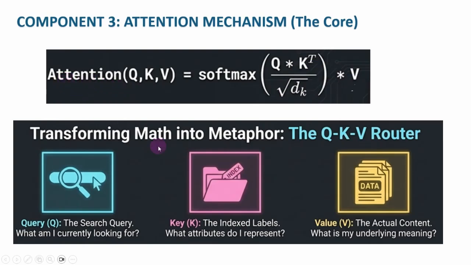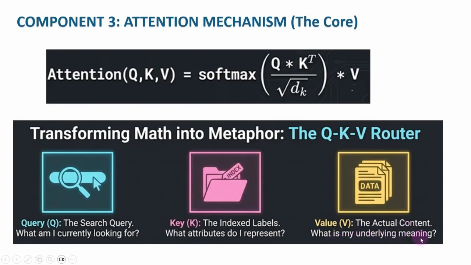But what do Q, K, and V mean? Think of it like a search engine. Q stands for query, it's what you're looking for. K stands for key, it's like the index or the description of what each position has. V stands for value, it's the actual content you want to retrieve.